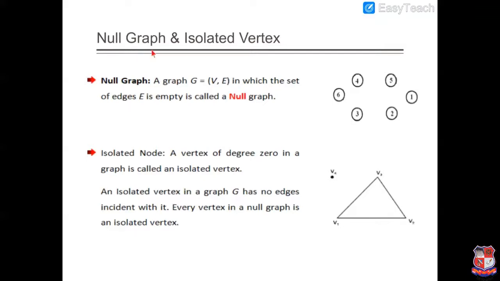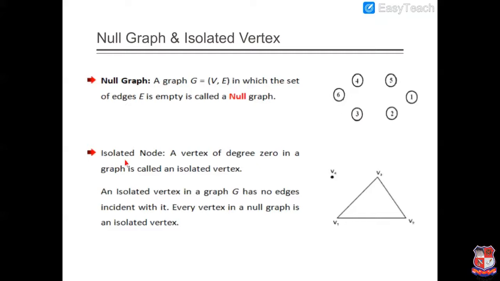Now, what is a null graph? A graph G = (V, E) in which the set of edges E is empty is called a null graph. That means a graph in which only vertices are given and no edges exist between vertices is considered a null graph. Here is an example of a null graph. In this graph there are 6 vertices, but no edges exist between any pair of vertices. So it is considered a null graph.